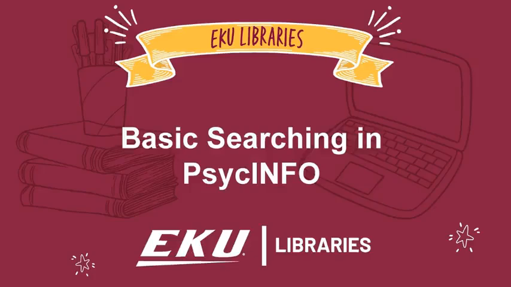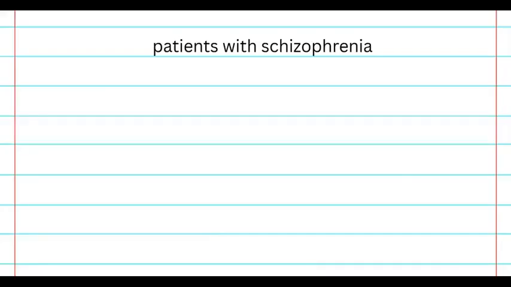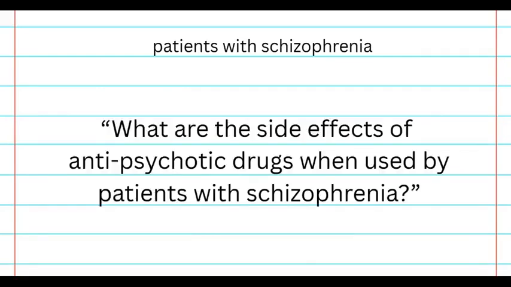Once you're in PsycINFO and are ready to begin searching, you'll need to break your research topic down to its individual components. As an example, let's say you're conducting research on patients with schizophrenia. In particular, your research question is, what are the side effects of antipsychotic drugs when used by patients with schizophrenia?